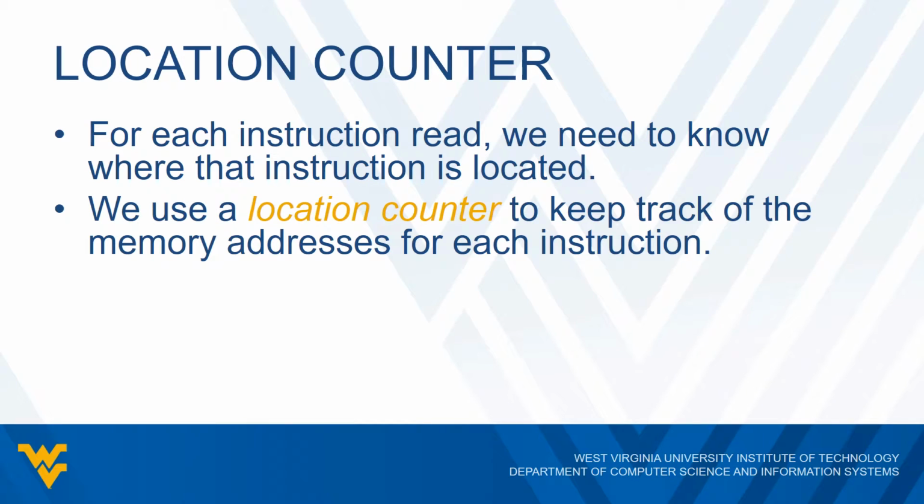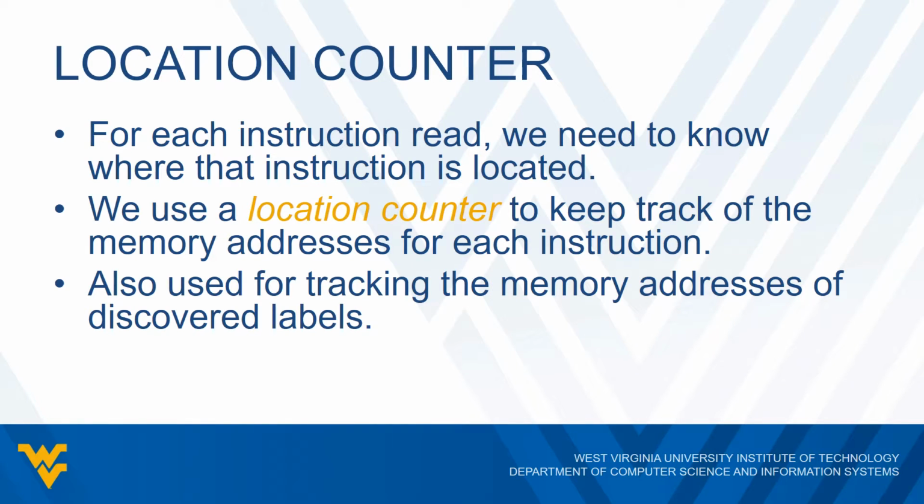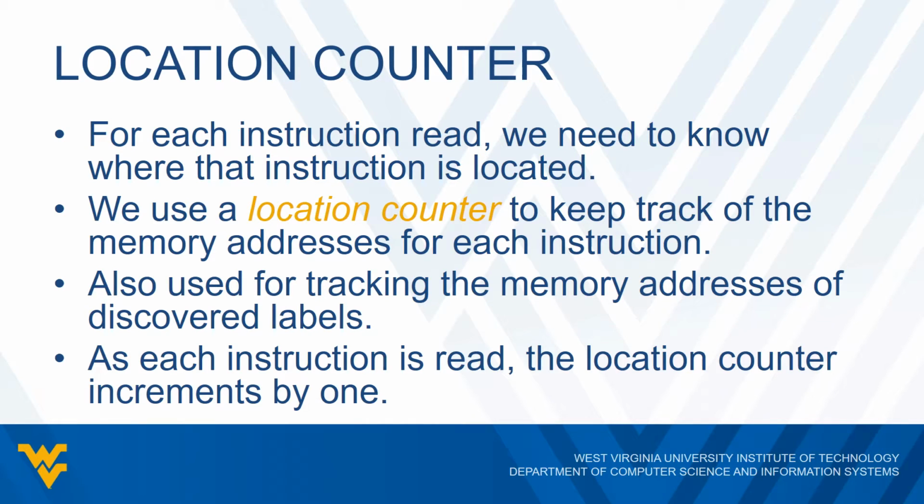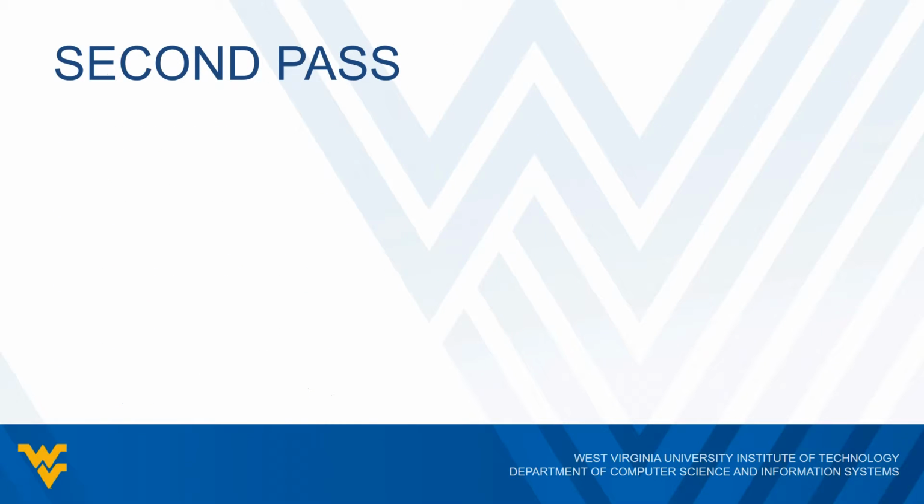Now for each instruction that we read, we need to know where that instruction is actually located. So we're going to use a variable called a location counter to keep track of the memory address for each instruction. We also use the location counter to track the memory addresses of the discovered labels, and we saw some examples of that where we would add the location counter for every label that we have. As each instruction is read, we increment this counter by 1, that way we know exactly where we are in our program.